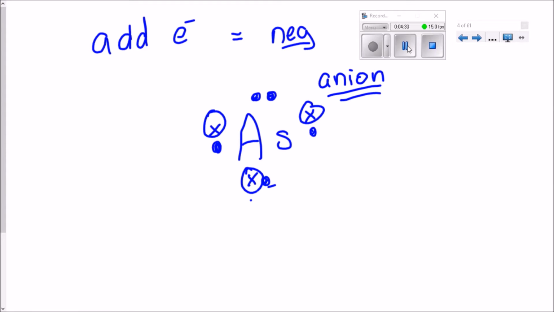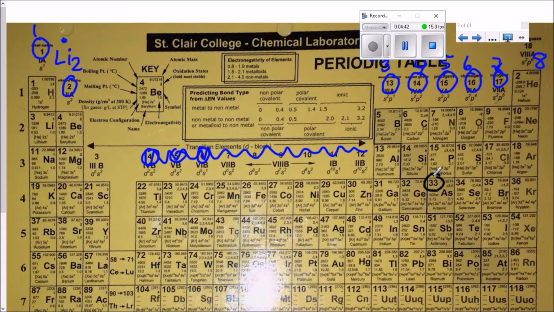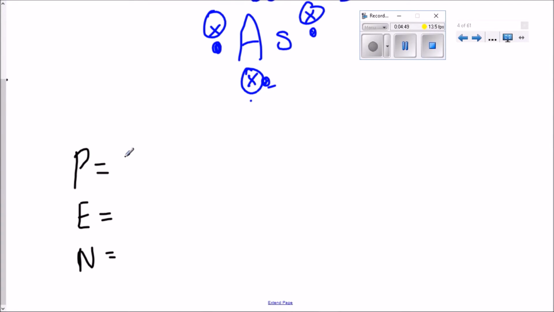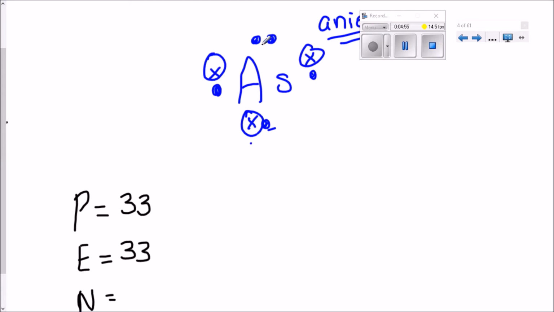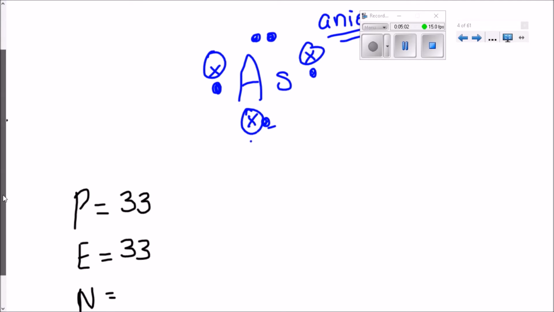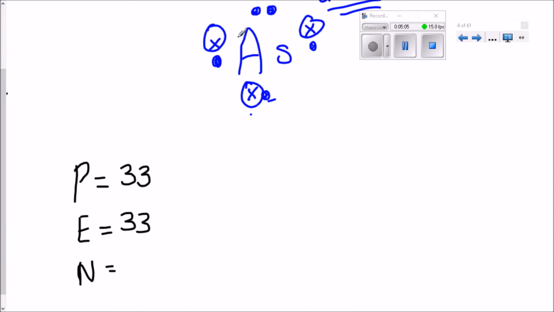So arsenic is an anion, again, with a negative 3 charge because it gained 3 electrons. When we look at arsenic, it's got 33 protons and 33 electrons when it is a neutral atom. We knew it was in group 5A, or 15, so it had 5 valence electrons. And we knew that if it's going to become stable, it's going to gain 3 electrons. It's a lot easier for it to gain 3 than to lose 5.